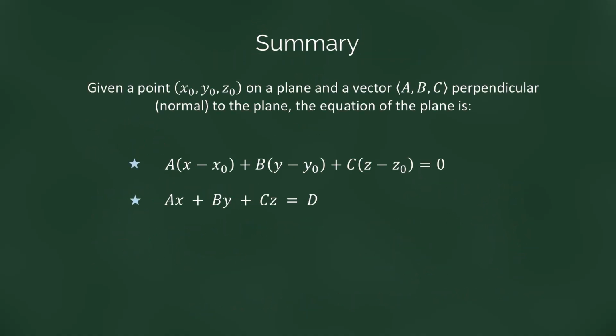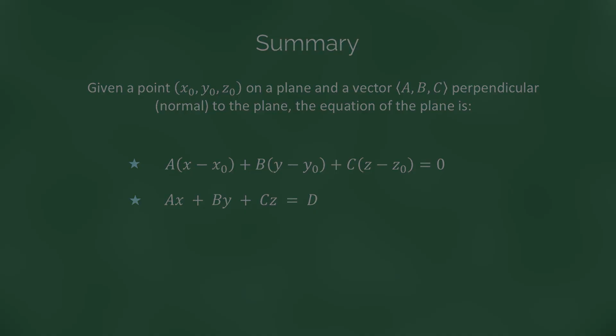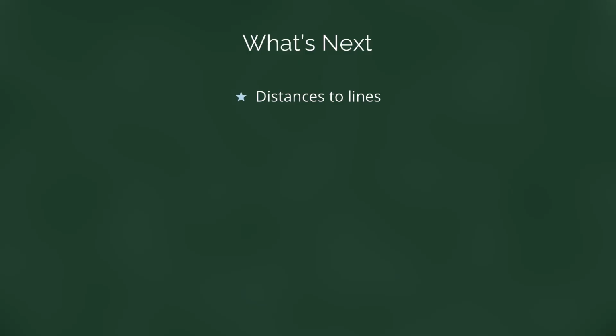All right, so what we've learned is that if we have a point x naught, y naught, z naught on a plane, and we have some vector a, b, c that's perpendicular to the plane, then we can use that information to write equations for the plane. The expanded form and the standard form are here to peruse one final time. Up ahead, we have one more application of the cross product. We're going to use it in order to calculate the distance from a point to a line.